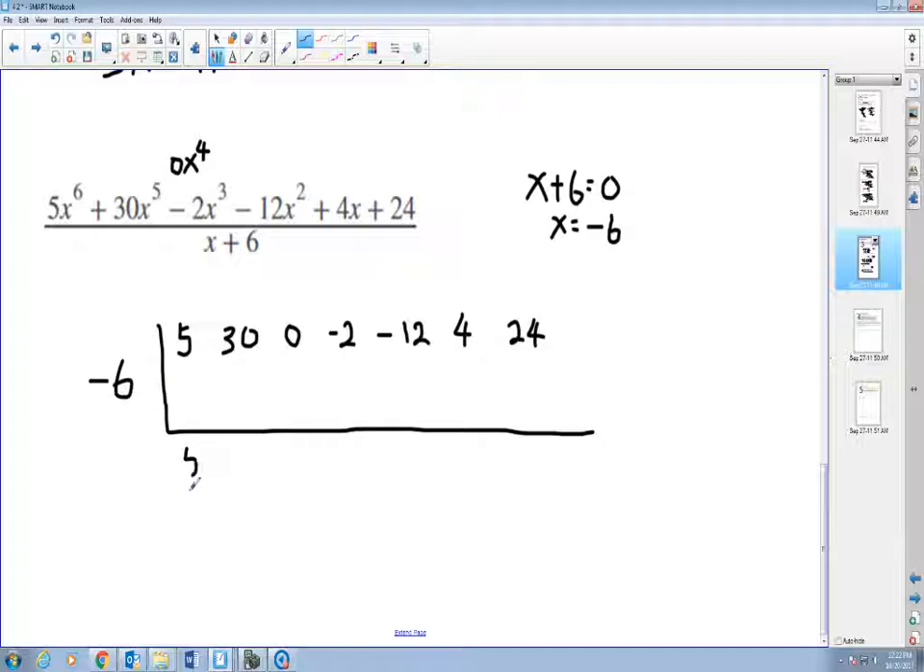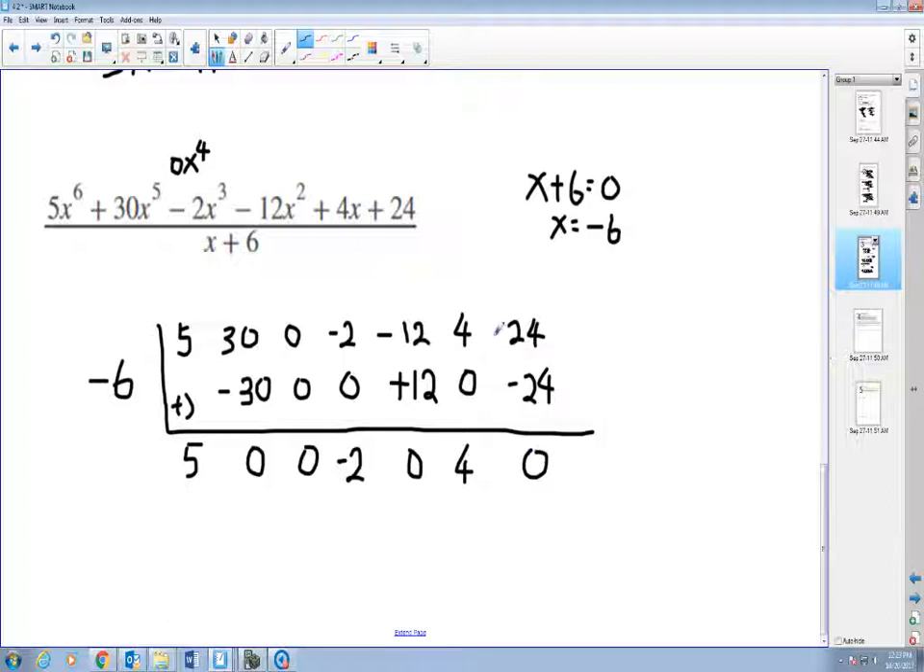Let's do the first step. Bring down the first coefficient. Then we multiply. -6 times 5, -30. Synthetic division, we will add. And that gives me 0. -6 times 0 is 0. 0 plus 0 is 0. -6 times 0 is 0. Put below the -2. If I add, that's -2. -6 times -2, positive 12. If I add them, that will be 0. -6 times 0 is 0. Put below the 4. I add them, 4. So last step, -6 times 4, -24. So if I add them, my remainder will be 0 in this problem.